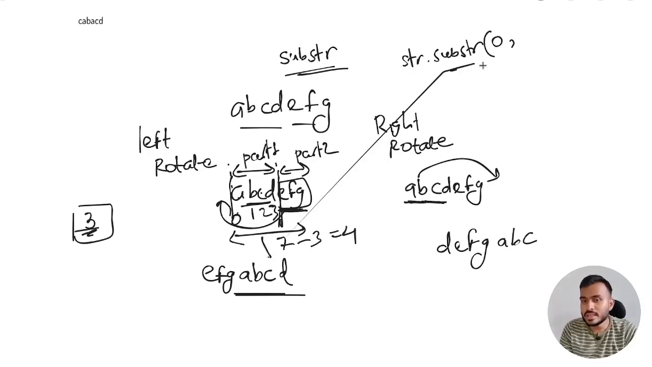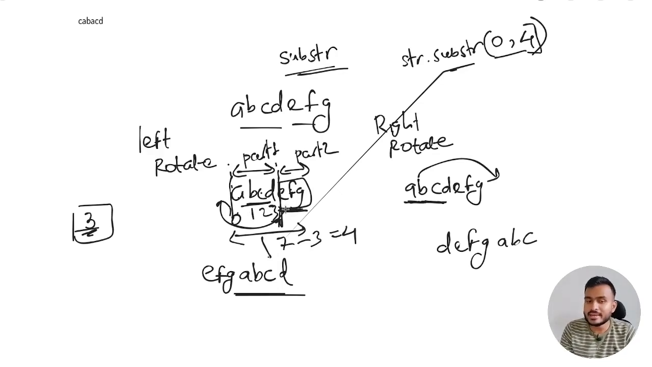Okay, and we know that this substr function is going to take 2 inputs. The first input is going to be the start index, and the second input is going to be end index plus 1. In this case, end index is 3, so we need to pass 4 over here. This is a range, but this part of the range is exclusive. This is not included in the range. So in this way, you are going to get A, B, C, D part.